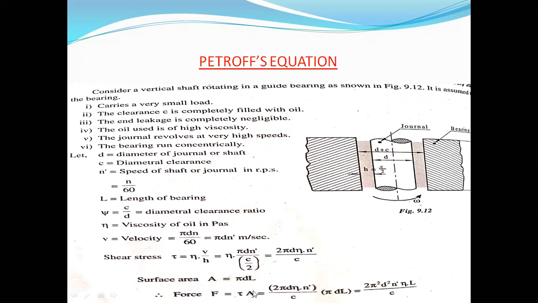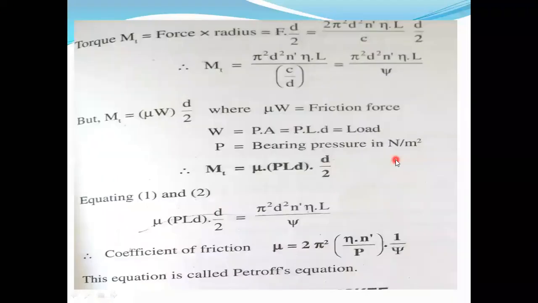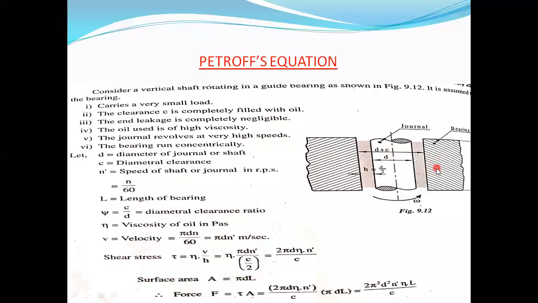So it is a derivation. By using this, Petroff has given a formula to calculate the coefficient of friction mu between the journal and the bearing. Now here, whatever the figure you are seeing, this is the journal and this is the bearing. So consider a vertical shaft rotating in the guide bearing. Always the diameter of the journal is equal to the diameter of the bearing. So this shaft is rotating inside the bearing.